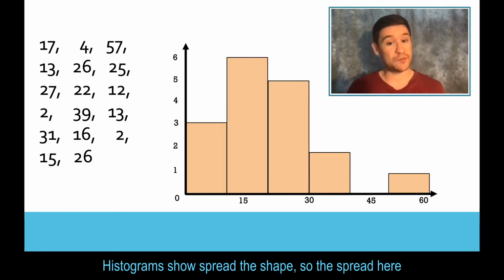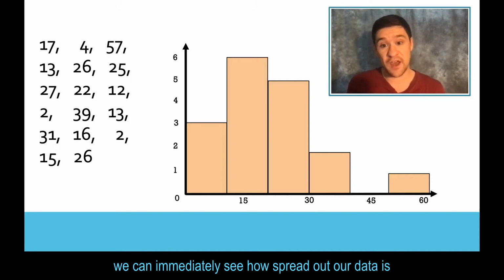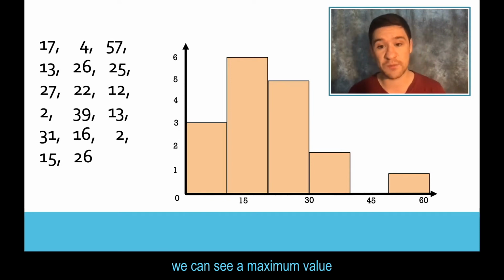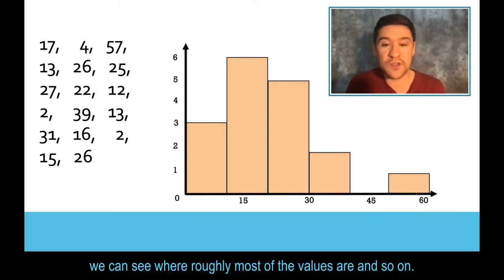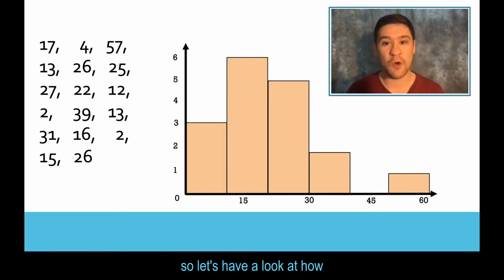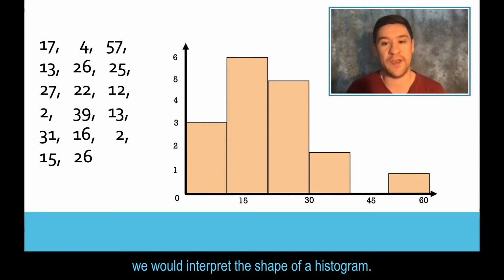Histograms show spread and shape. So the spread here, we can immediately see how spread out our data is. We can see a minimum value, we can see a maximum value, we can see where roughly most of the values are and so on. It also gives us a measure of shape. So let's have a look at how we would interpret the shape of a histogram.